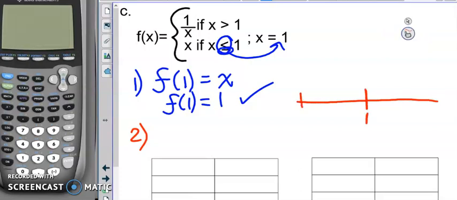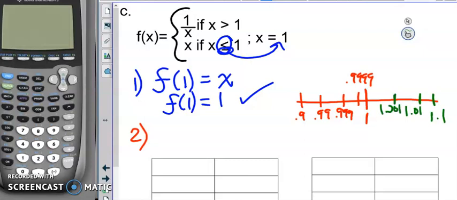And here we had 0.9, 0.99, 0.999, and then 0.9999. All right, and then the right side, we're going to use those same ones we used earlier. So 1.1, 1.01, 1.001, and then 1.0001. And when we put it in the calculator, we're going to try to figure out what's happening.